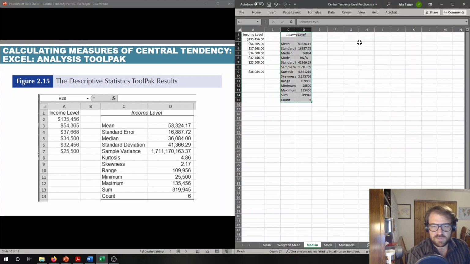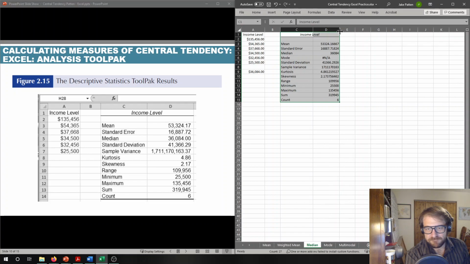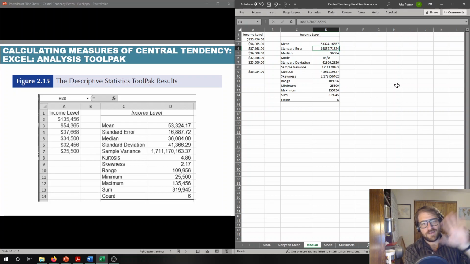And here we go. This is everything we have. Let me spread this out so you can actually read it. There we go. So we have the mean, 53,324. That is what we computed earlier. Remember, the mean was not very representative of these actual incomes. The standard error, we'll talk about standard error in the future. The median is 36,000. This is what we computed earlier with code. In fact, you can see it right here, 36,000.